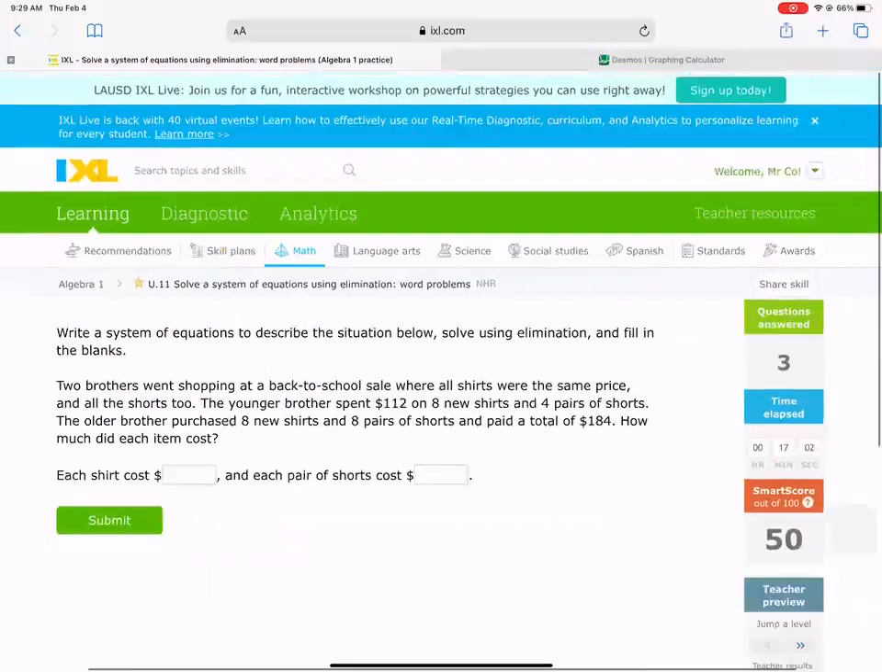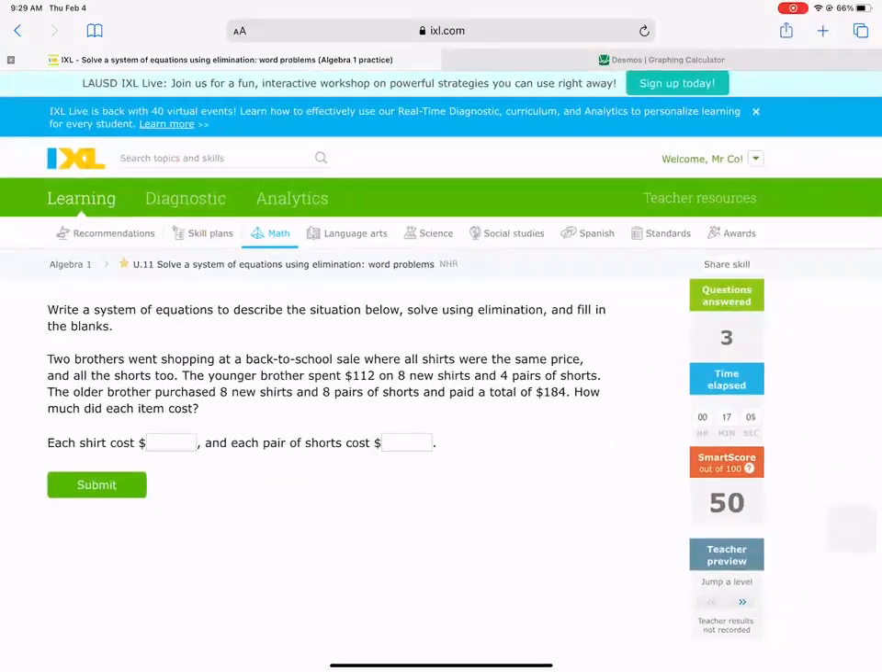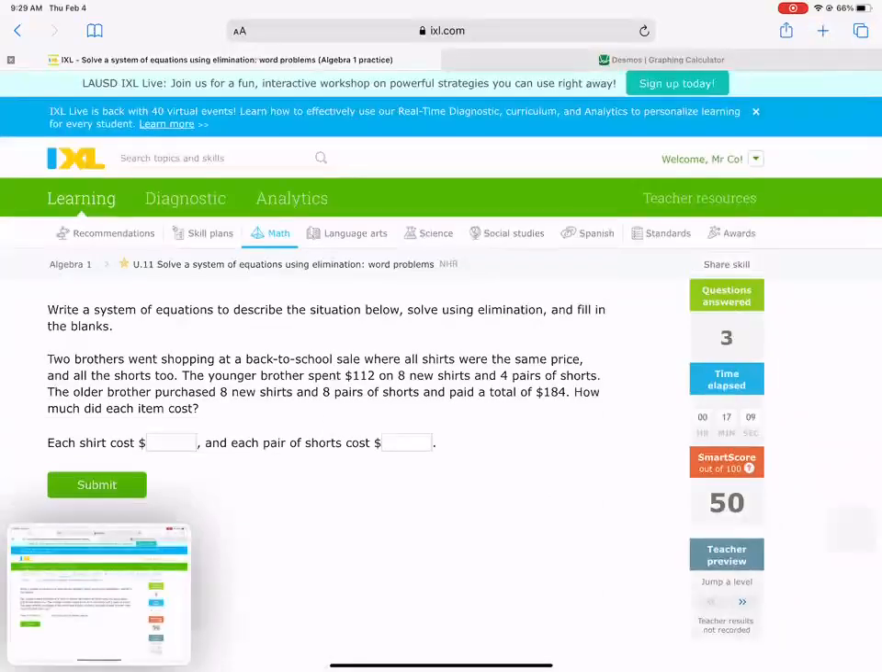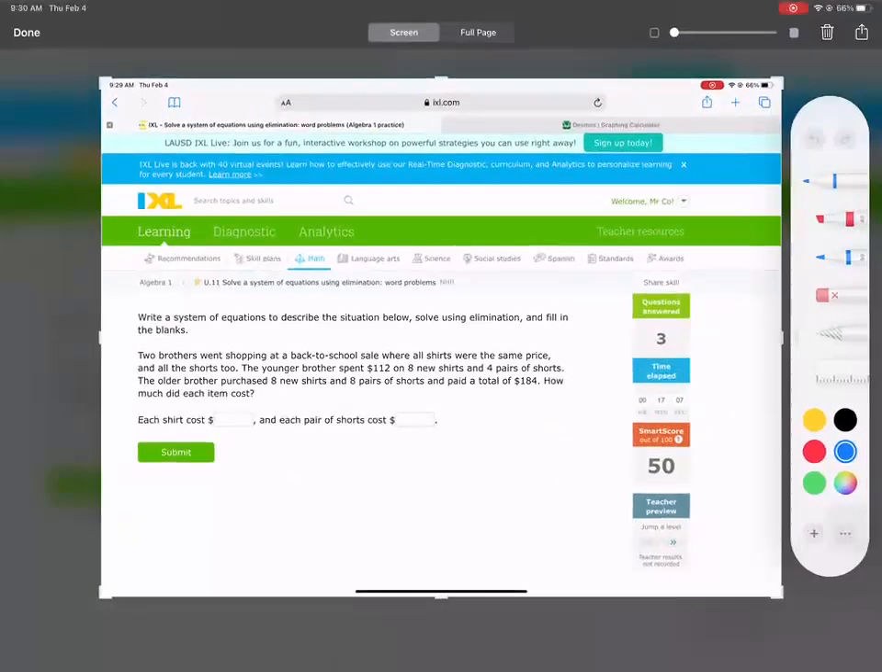So let's see what number we're on. 50 already, so we're almost there. So you guys, the goal is to get to 70. That's the goal.